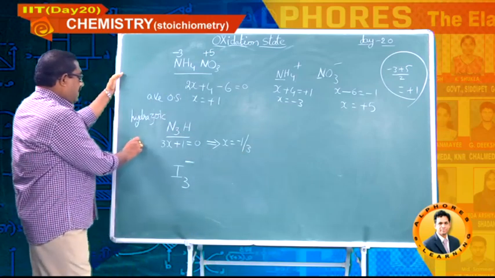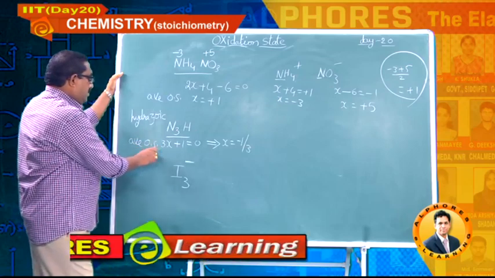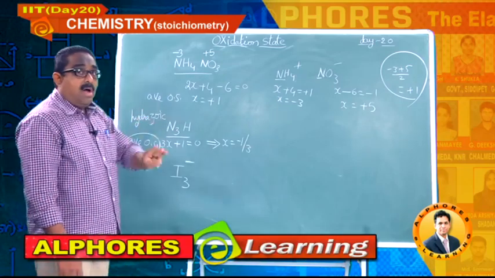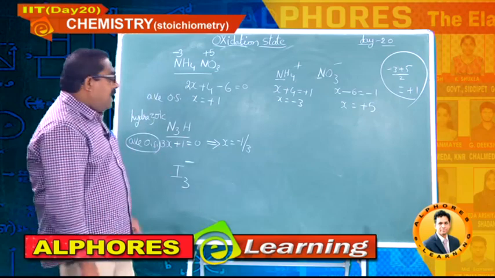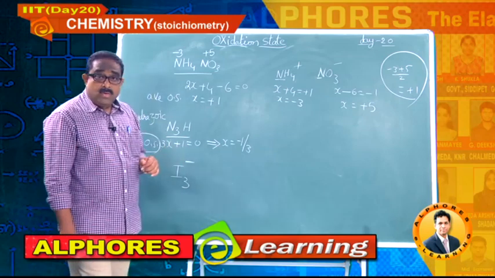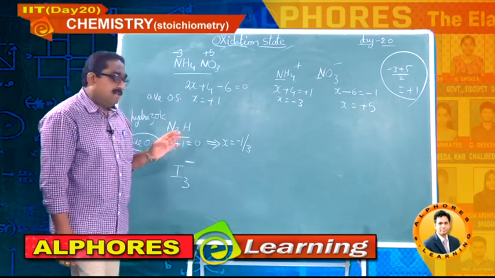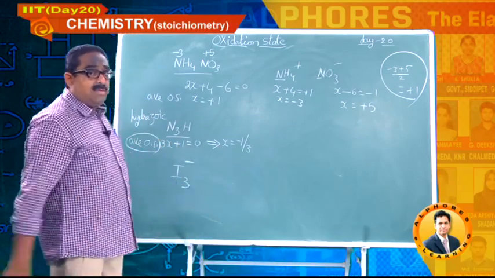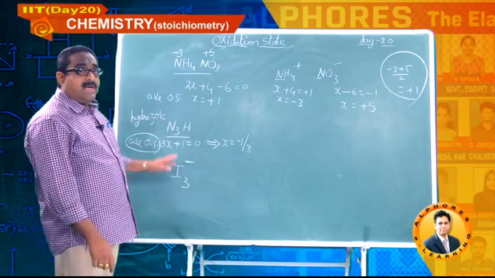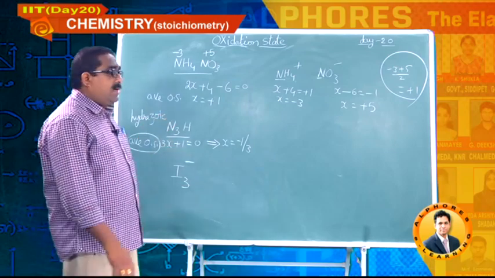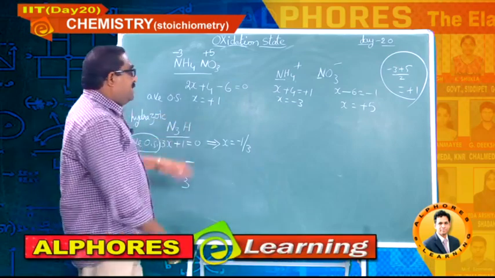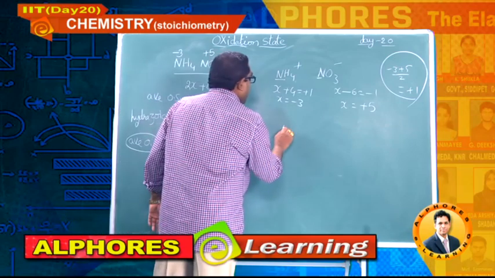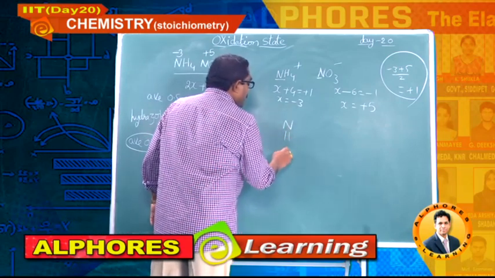So this is the average oxidation state of all the 3 nitrogens at a time by following the rules of calculation of oxidation state. Now, let us discuss the individual oxidation states of all the 3 nitrogen atoms. For that, we need the knowledge of bonding in N3H. I am giving that, no problem.